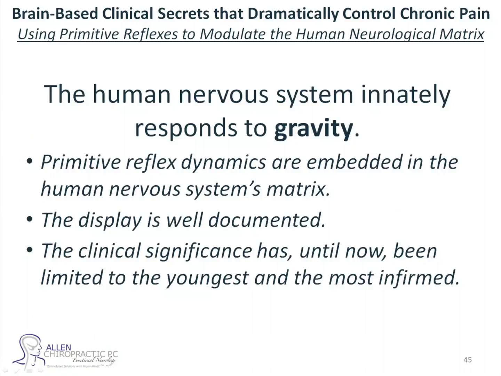The human nervous system innately and intimately responds to gravity. Primitive reflex dynamics are embedded in the whole human nervous system matrix, and their display is well documented. The clinical significance has until now been limited to the youngest and most infirm, because until now there was no information out there about these reflexes continuing throughout lifetime. There was no information out there on how to examine these primitive reflexes to know what is normal, and then to appreciate abnormal relative to knowing the normal.